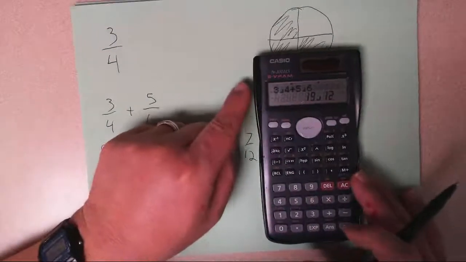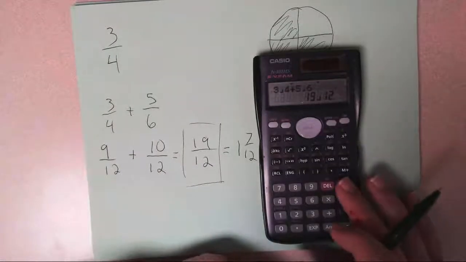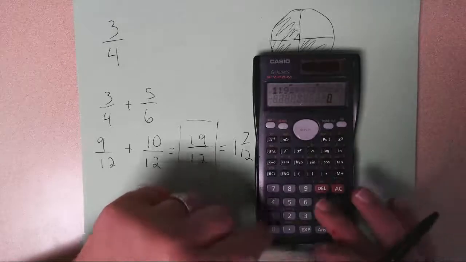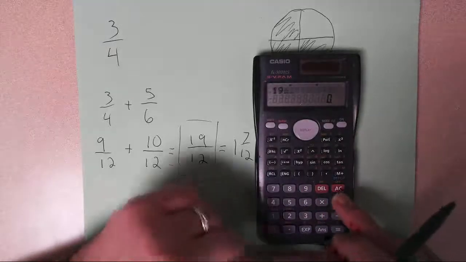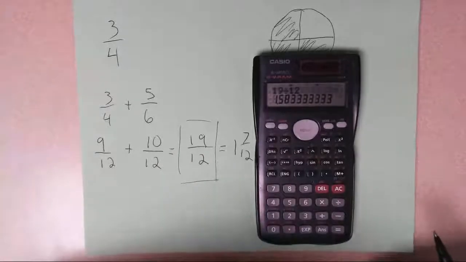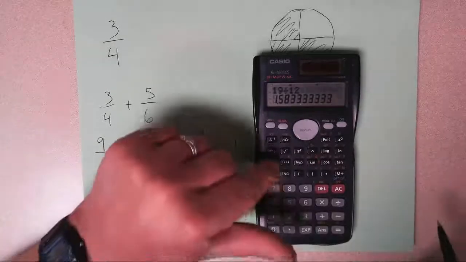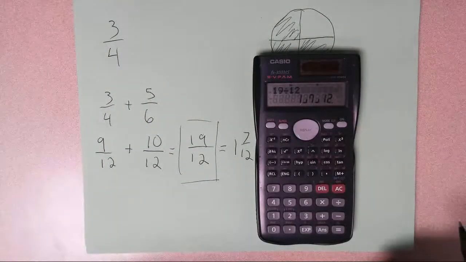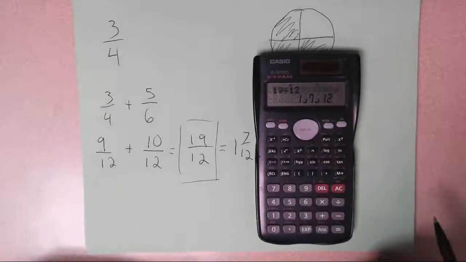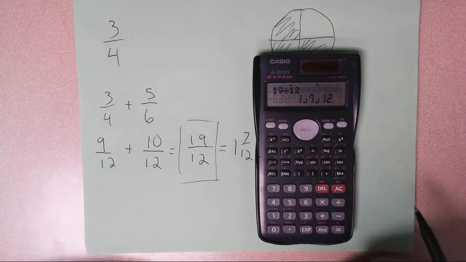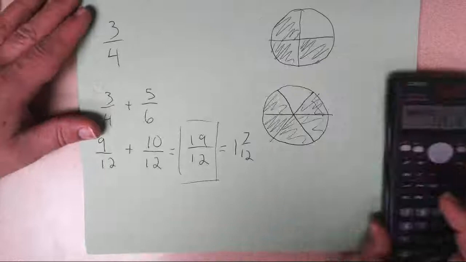One way you can change a fraction, like if I wanted to change 19/12 into a decimal, is I can just take 19 and divide that by 12. And then that changes it to a decimal. And then if I hit this fraction button, it makes it into a fraction. So you can take answers and make them into a fraction by using the fraction button. So that's how you use a calculator to work with fractions.